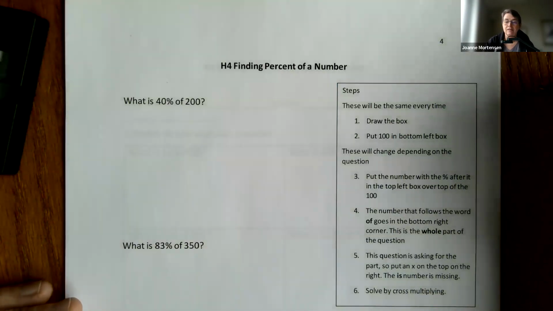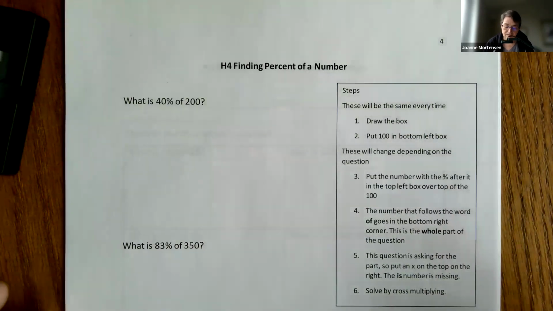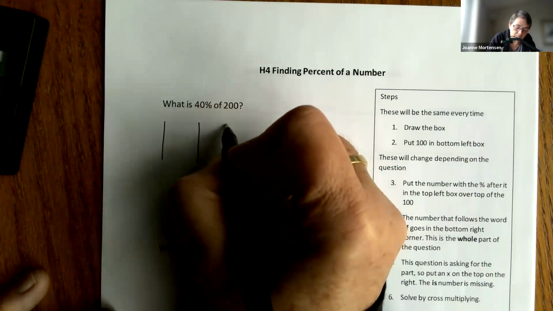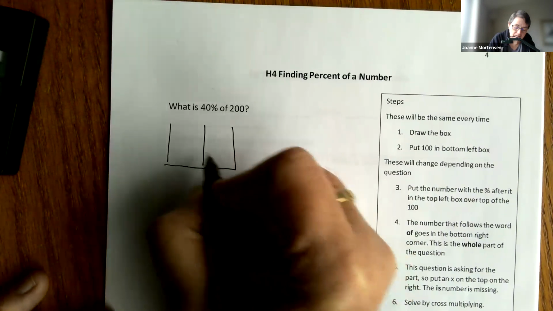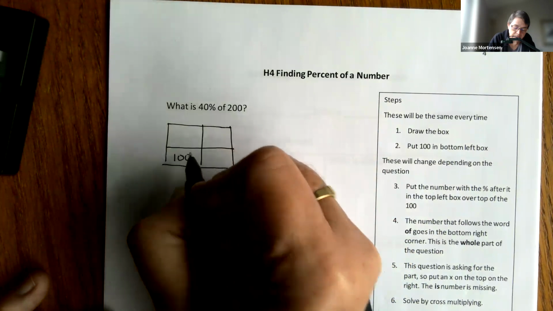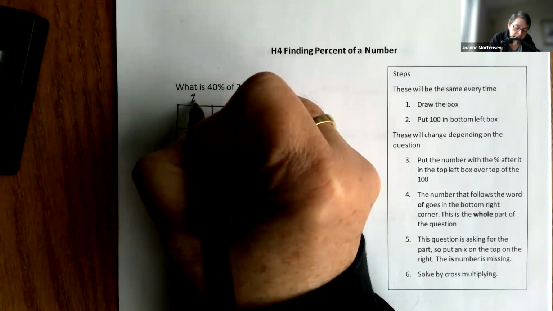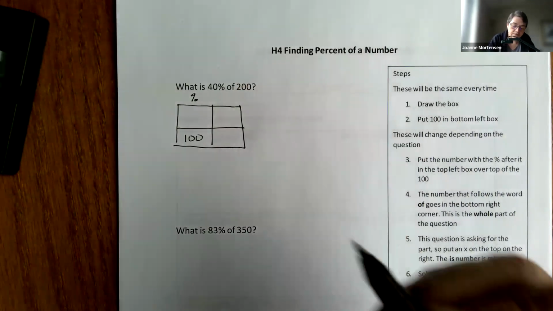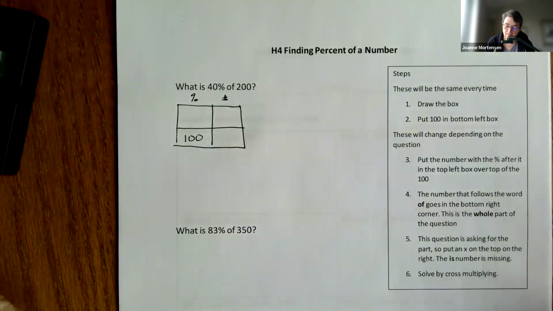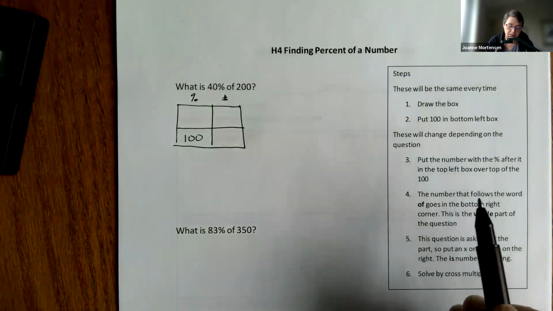So you can put the steps here for you. This is going to be the same every time. We're going to draw the little box. And 100 goes here. This side, to me, is where the percents are. And this side is where the numbers go. Put the number with the percent after it in the top left box over the 100.